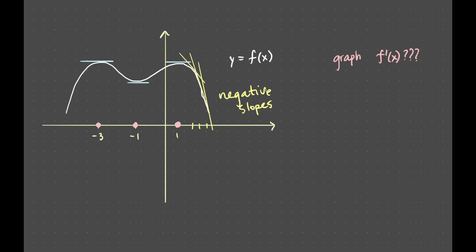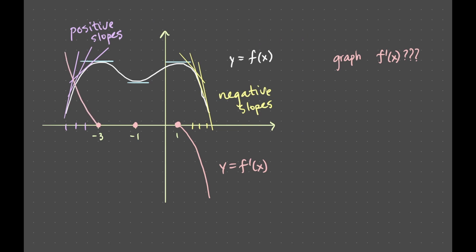What this means in terms of the derivative then is that the derivative takes on negative values to the right of x equals 1, and these values become more and more negative as x increases. The story is similar to the left of x equals minus 3. In this region, the slope of f is positive, and the slope becomes more positive as x moves to the left. In terms of the derivative then, its values are positive to the left of minus 3, becoming even more positive as x moves to the left.